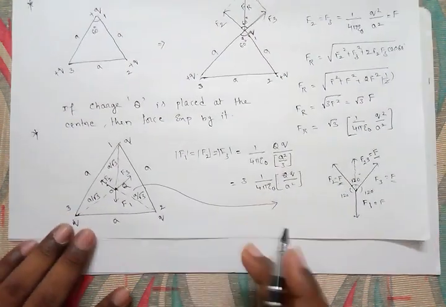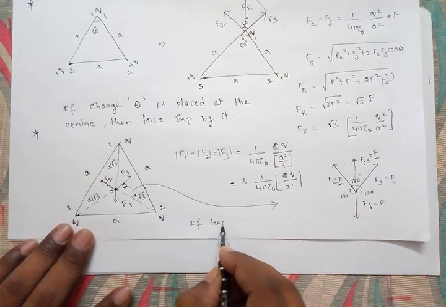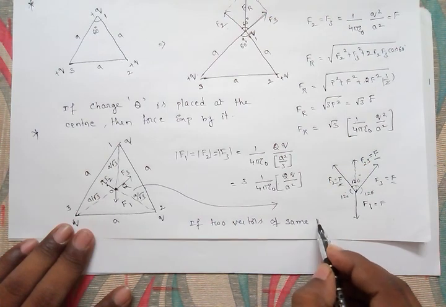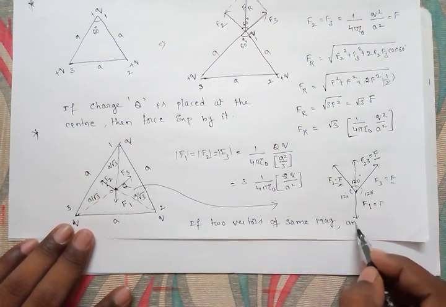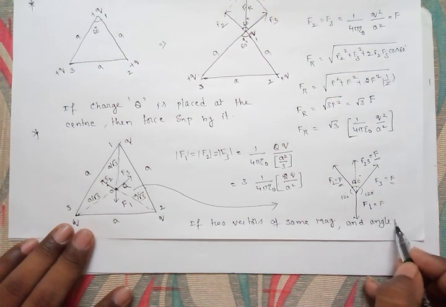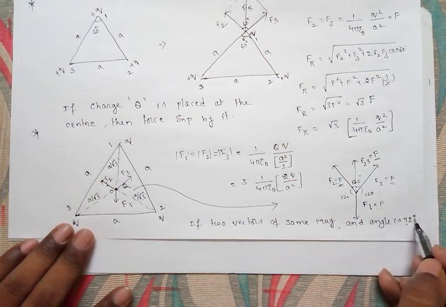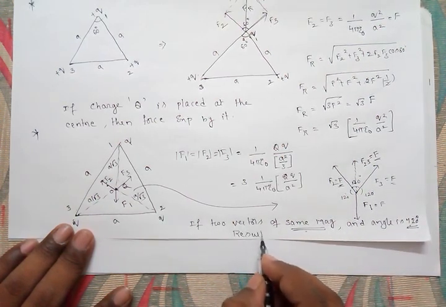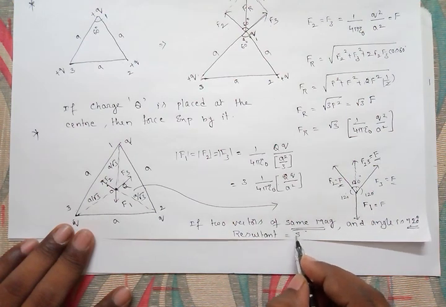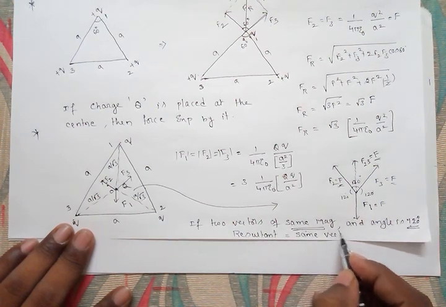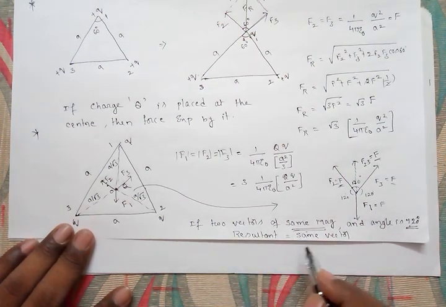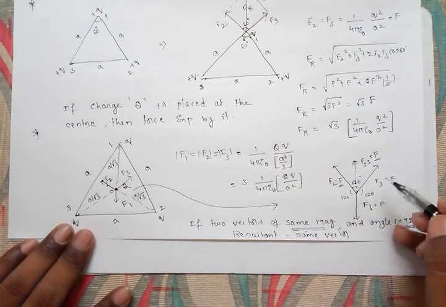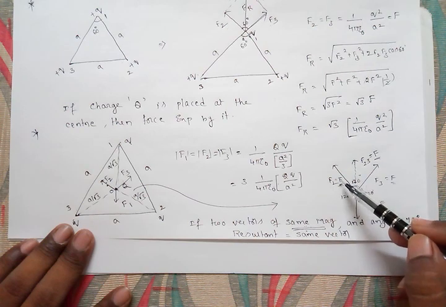I am writing here, if two vectors of the same magnitude have an angle of 120 degrees, the resultant is equal to the same vector. Means you take the two vectors, and the resultant is also the same vector, provided the angle is 120 and both have the same magnitude. That is the thing we have taken here. The angle is 120, and both are the same.